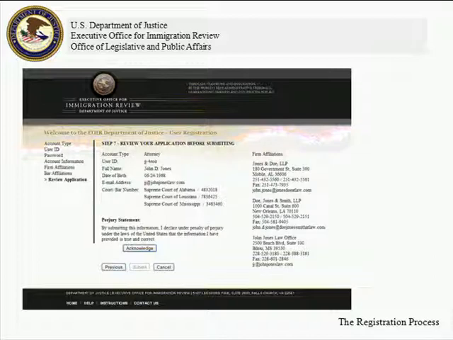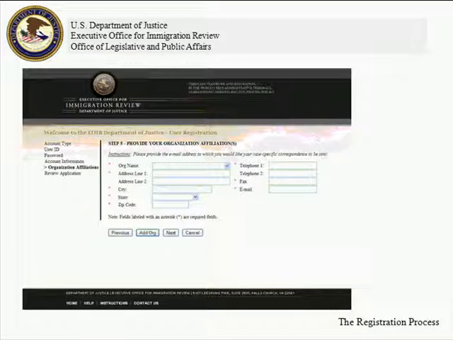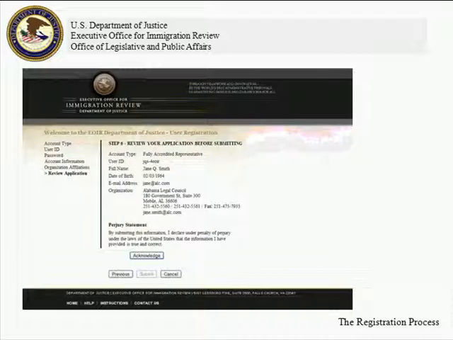Then you'll see this screen, and it will give you back all the information that you've input into the system. You'll acknowledge the perjury statement. If you are a fully accredited rep, here's the screen you will see after inputting your regular account information. Again, organization name, address, business address, and telephone, along with email. And again, you will have your review screen as well, acknowledging the perjury statement.